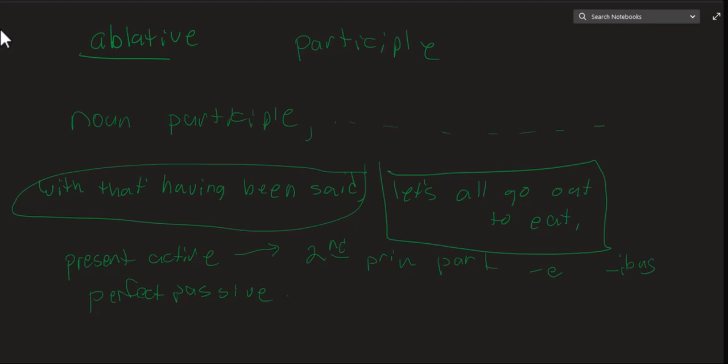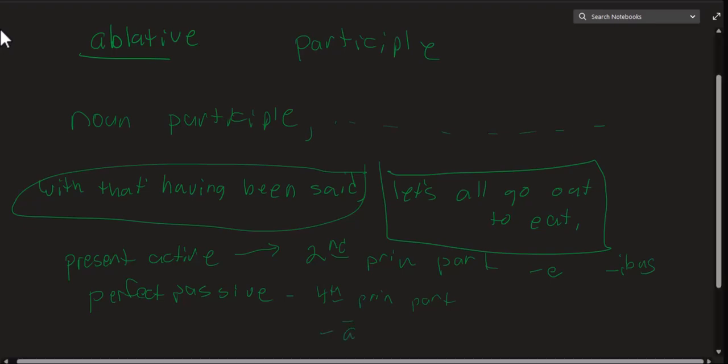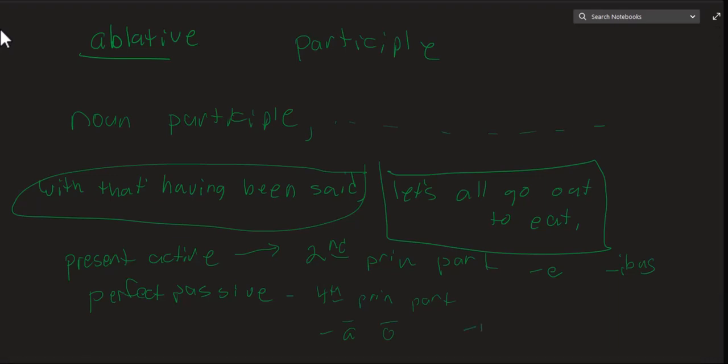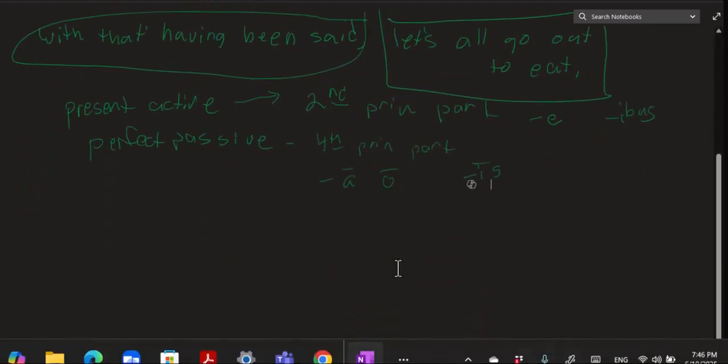If it's perfect passive, it comes from the fourth principal part, or if it's deponent, it comes from the third principal part of the deponent. And the fourth principal part is declined like a first-second declension adjective. And so in the singular, the ablative endings would be a long A for feminine, long O for masculine or neuter, and in the plural, it'll be IS. So those are all the endings you're going to be looking for. It's got to be one of those if it's part of an ablative absolute.